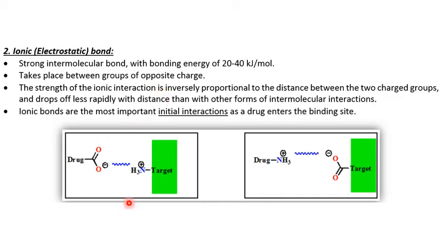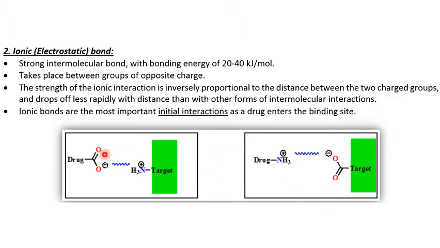For example, if you have an amino acid here with a positive charge on the nitrogen and you have a carboxylic acid here on the drug with a negative charge, then we will know that the bond here is an ionic or electrostatic bond. The opposite can occur here. You might have the positive charge on the drug and the negative charge on the target, for example, on an amino acid. And again, you will have an ionic bond, another example of an ionic bond.